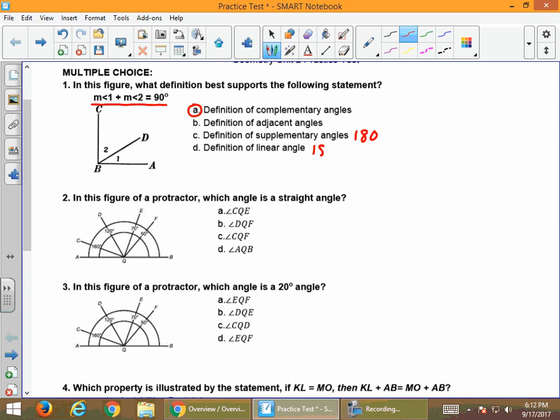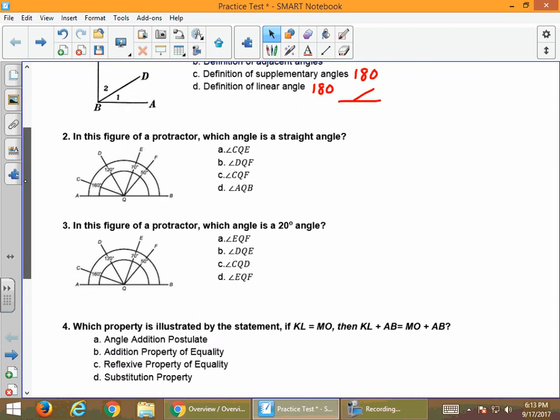So answer choice C, these were 180 degree angles. Linear pair are 180 degree angles. And actually, a linear pair, not only are they 180 degrees, but they have to be adjacent to one another. And then answer choice B, definition of adjacent angles just means that 2 angles are side by side, has nothing to do with their measurement.